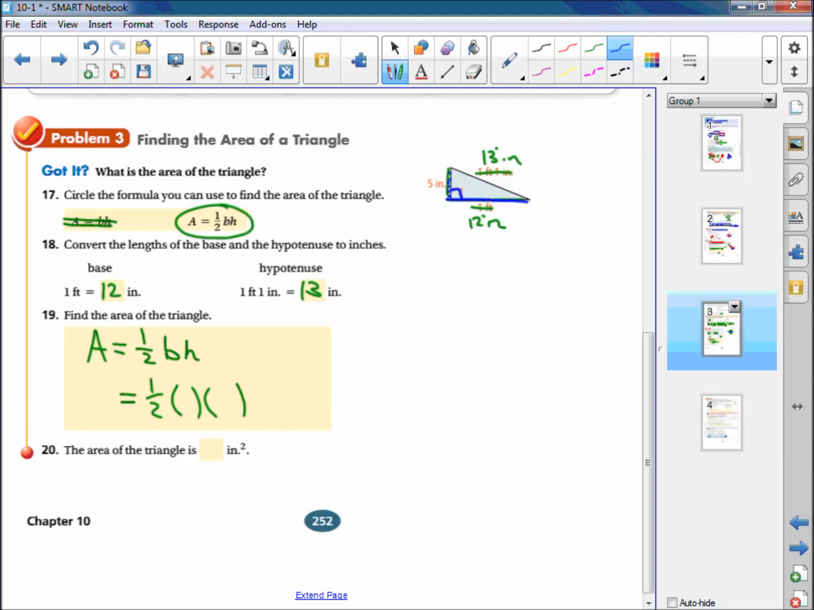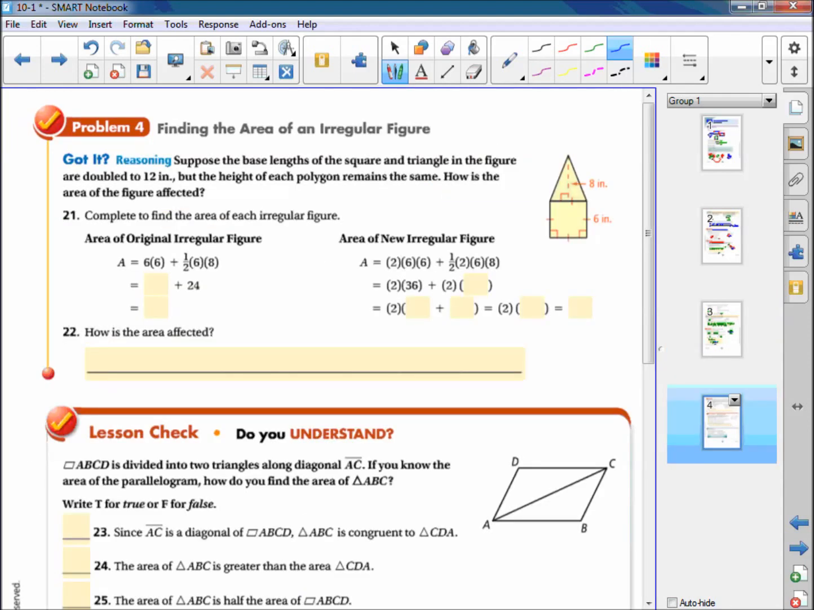Now that's not always the case. Sometimes the height is through the middle of the triangle and sometimes it's outside of the triangle. But in this case we can use those. So our base of 12 has a height of 5, or we could say the base of 5 has the height of 12. And if we work that out, half of 12 is 6, and 6 times 5 will give us an area of 30 inches squared. Okay, let's flip it over, take a look at the last page here.